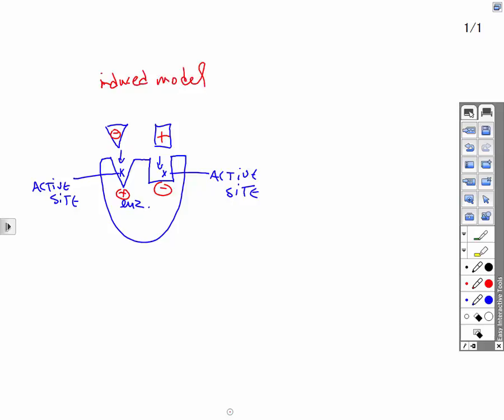Enzymes are induced models. So in reality, this wouldn't really be like a triangle shape, and this wouldn't really be like a little boxy shape. But when these things get brought in, then they change shape so that they exactly fit the molecule that goes in there. To induce. If I want to induce vomiting, there really is no effort for me whatsoever.